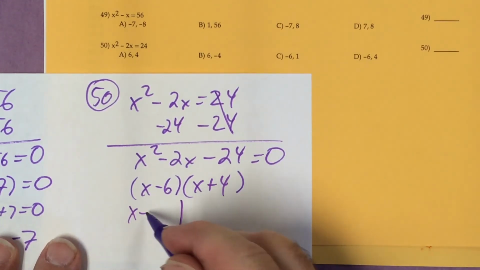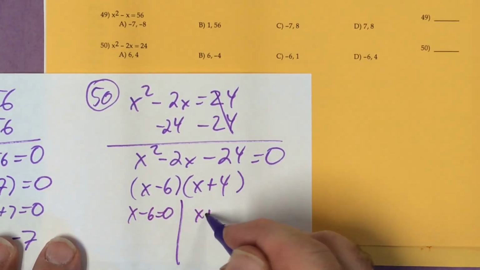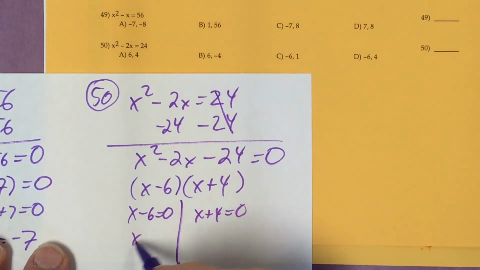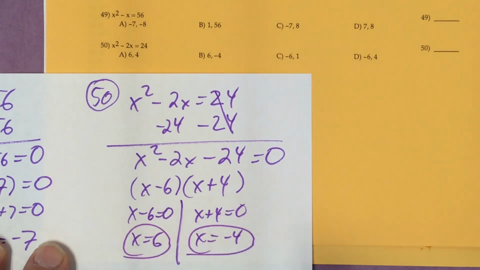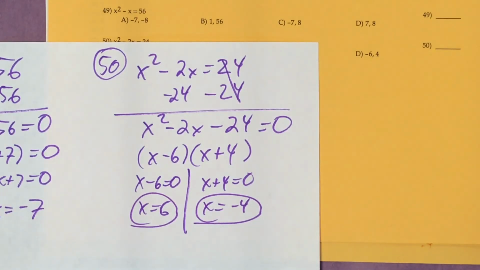Again, I'm going to set each of these equal to 0. And here I'll say x is equal to 6, and then x is equal to negative 4. And then we have our two solutions for that problem there.